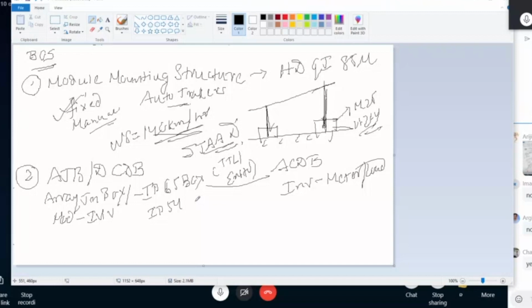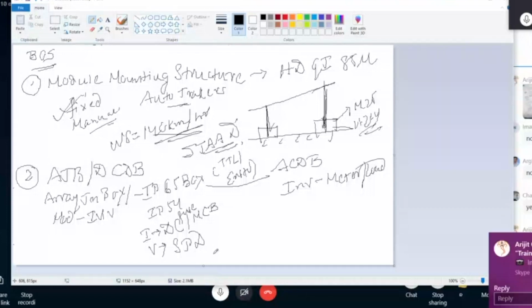Now, except that, we need to have two protections. One is the current protection and one is the voltage protection, right? For current protection here we can use a DC fuse or MCB. If we wish, we can use a DC fuse or we can use an MCB. For voltage we use SPD. SPD everyone knows is a surge protection device.